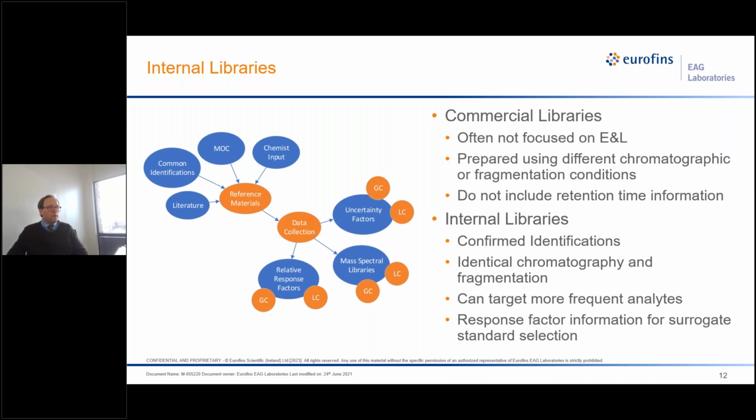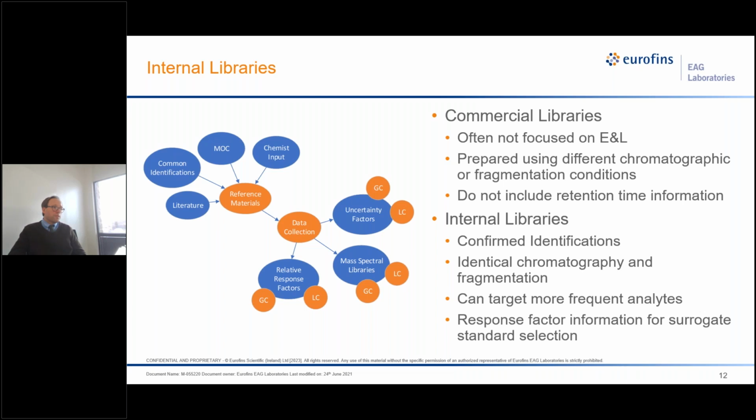So on the reference material identification, you really want to consider a bunch of different things. You want to be looking at what's in the literature about compounds of interest around the materials that you're analyzing, the chemist input, common identifications, and materials of construction. Use all of these to select your reference materials and then collect data on those under the same chromatographic conditions as you're using in your chromatographic methods.